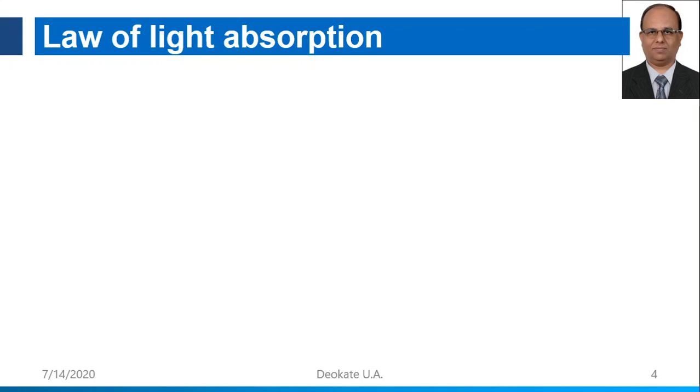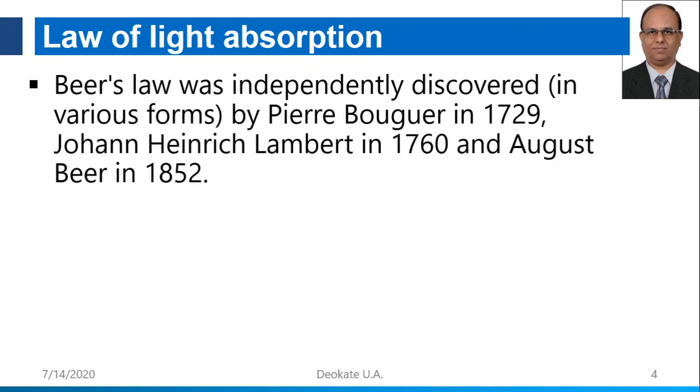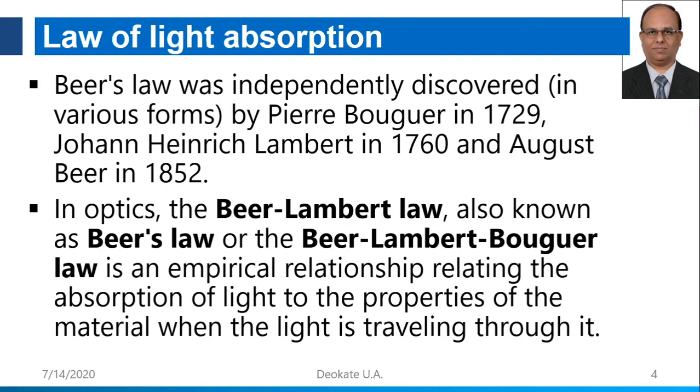Today we'll start with the law of light absorption. Beer's law was independently discovered in various forms by Pierre Bouguer in 1729, Johann Heinrich Lambert in 1760, and August Beer in 1852. In optics, the Beer-Lambert law, also known as Beer's law or Beer-Lambert-Bouguer law, is an empirical relationship relating the absorption of light to the properties of the material through which the light is traveling.